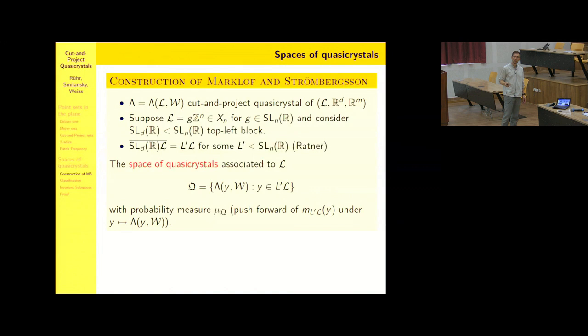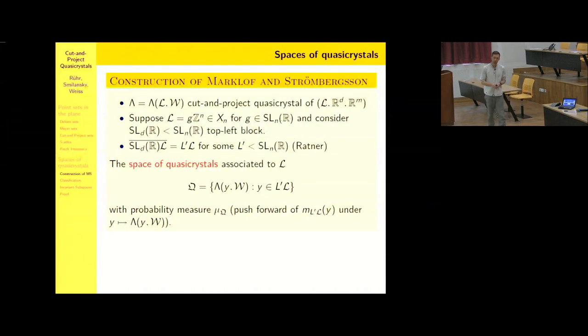And since this action is supposed to act on physical space, it will be contained in the top left block in SL_N(R). And I'll take the orbit closure of this SL_d(R) in the space of unimodular lattices, which by Ratner's theorem will be given by some homogeneous space. So the group which pops up, I'll call L prime.